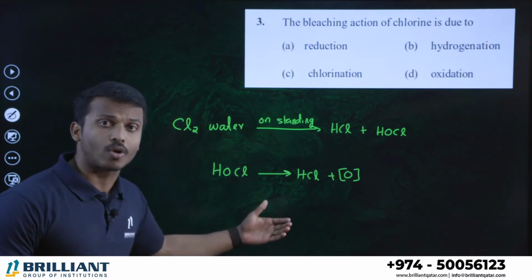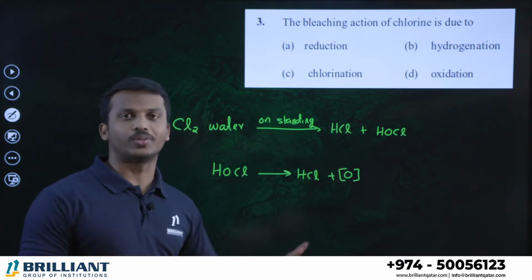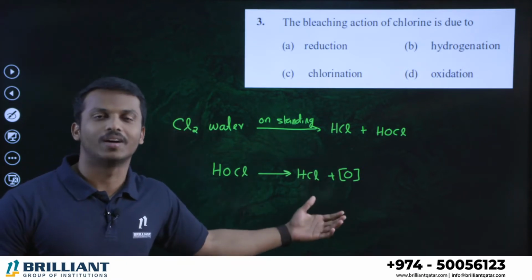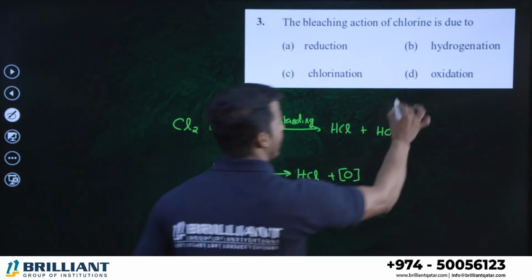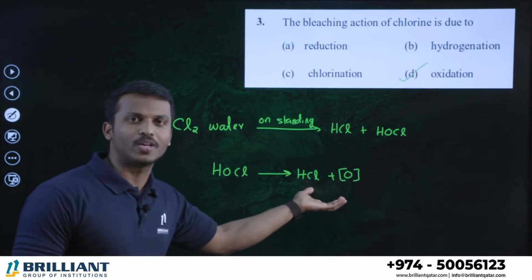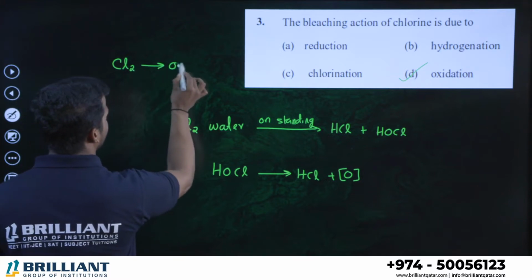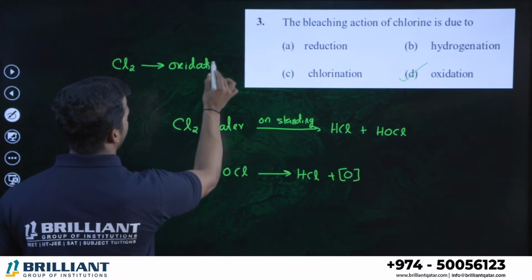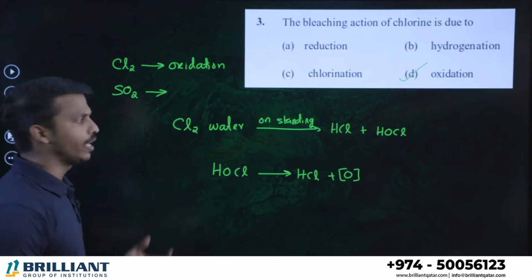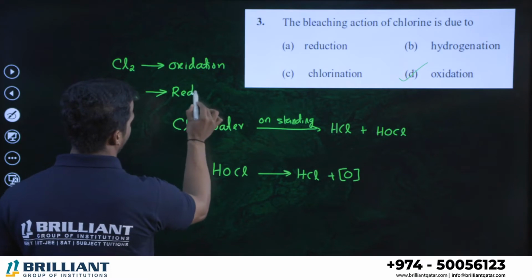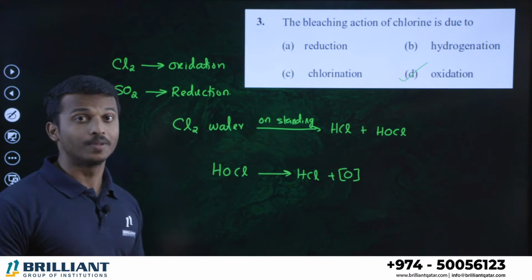So what is this process called? Oxidation or reduction or chlorination or hydrogenation? Chlorine acts as a bleaching agent because of oxidation, right? It produces oxygen. So keep in mind, chlorine acts as a bleaching agent due to oxidation. Sulfur dioxide, SO2, acts as a bleaching agent because of reduction. Very important one, reduction. Chapter is P block element, group 17.